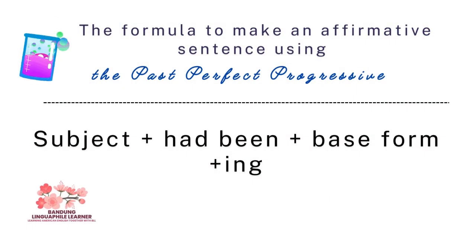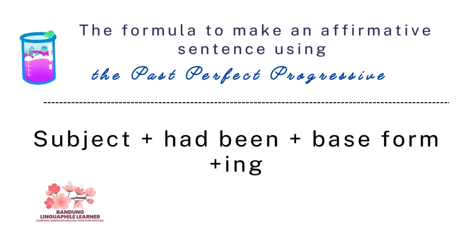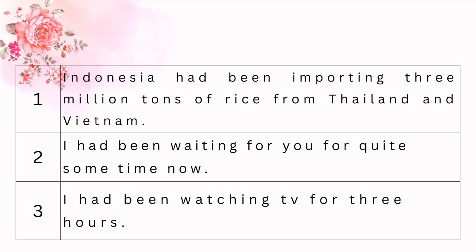The formula to make an affirmative sentence using the past perfect progressive is subject plus had been plus base form plus ing. Number 1. Indonesia had been importing 3 million tons of rice from Thailand and Vietnam. Number 2. I had been waiting for you for quite some time now. Number 3. I had been watching TV for 3 hours.